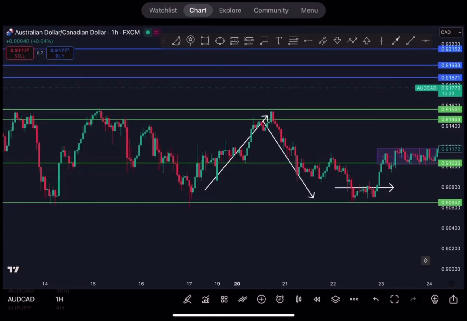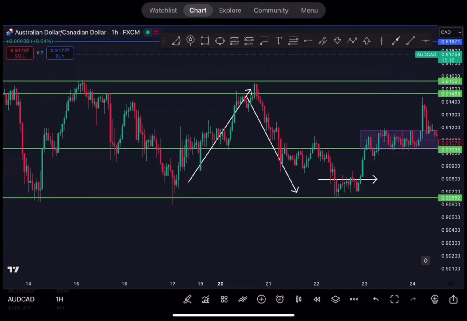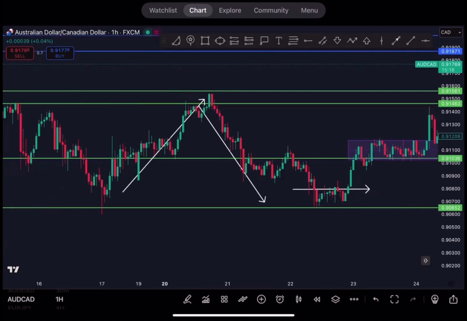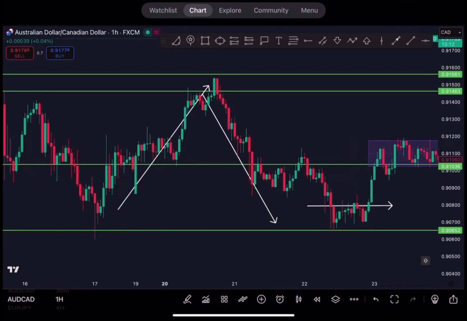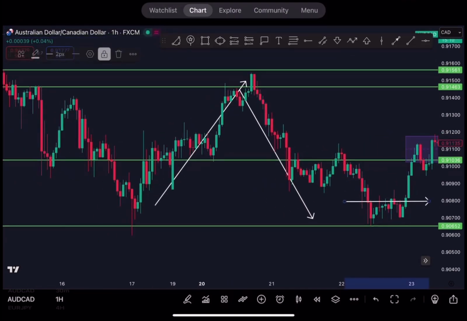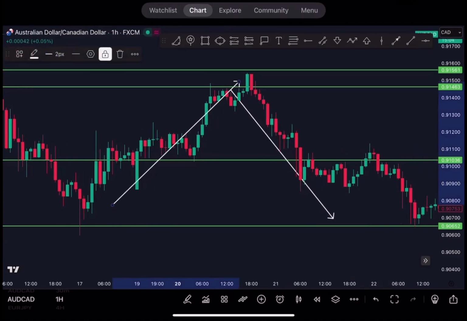And in the last video that we uploaded, we were teaching consolidation. In this video, we're going to be teaching a different type of movement. Instead of teaching sideways movement, aka consolidation, we're going to be teaching up and down movement.